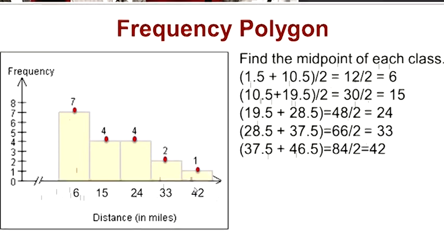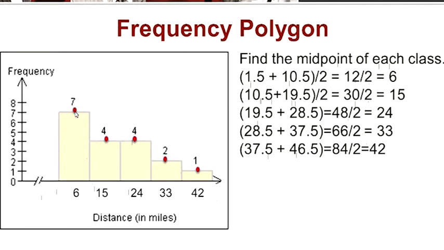And then at the top, we're going to put a little dot that represents that point. So a midpoint of 6 that happened at a count of 7, so 6, 7, 15, 4, 24, 4, 33, 2, and 42, 1. You can sort of tell I did them manually because they don't land exactly right, but that's not too bad. Okay? So these are a dot representing.